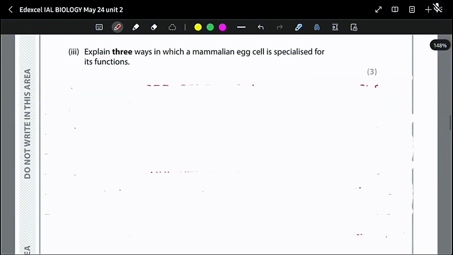Explain 3 ways in which a mammalian egg is specialized for its function. So we know mammalian eggs are haploid, so they only contain 1 copy of each chromosome. It's because the zygote is formed from the fusion of 2 haploid gametes, making it diploid. The egg cell also has a zona pellucida, which will prevent polyspermy. That basically means it will prevent additional sperm cells entering the egg. The egg cell also has mitochondria, which release energy by providing ATP. And it also has fat droplets, which will also provide energy.